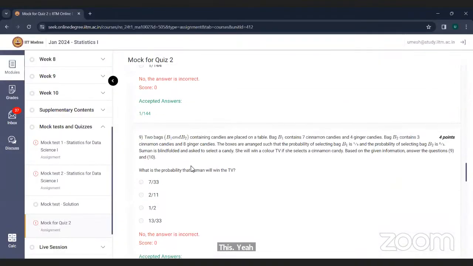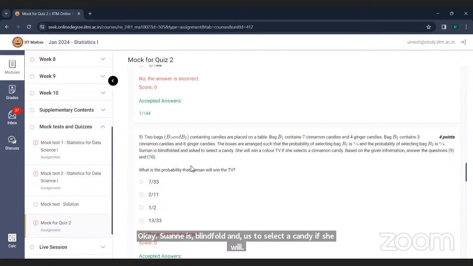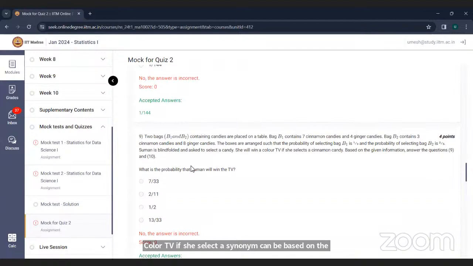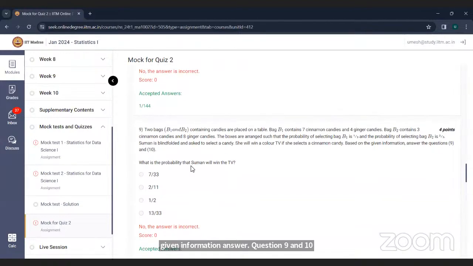Now we are in this question. Suman is blindfolded and asked to select a candy. She will win a color TV if she selects a cinnamon candy. Based on the given information, answer questions 9 and 10. What is the probability that Suman will win the TV?